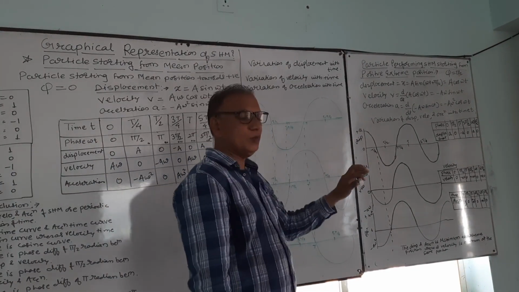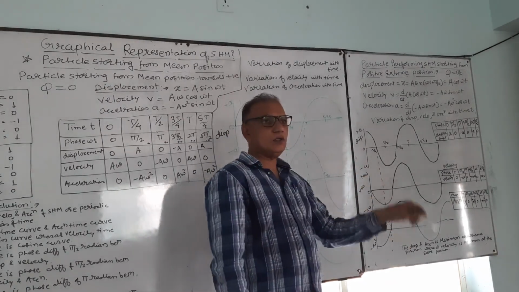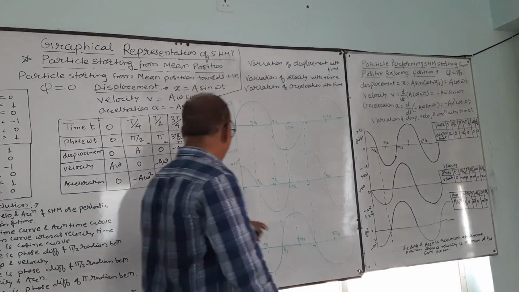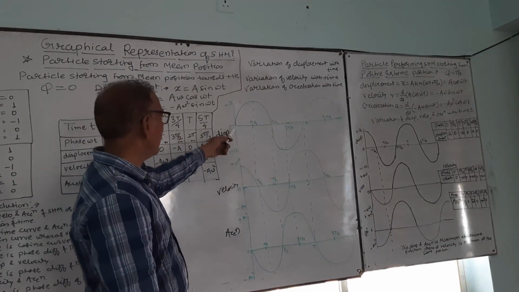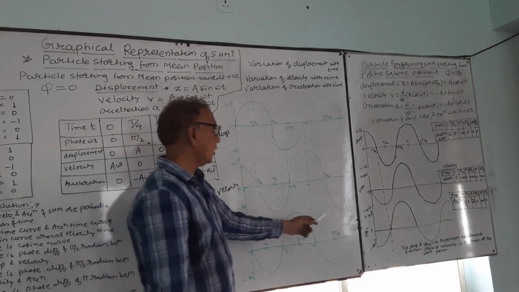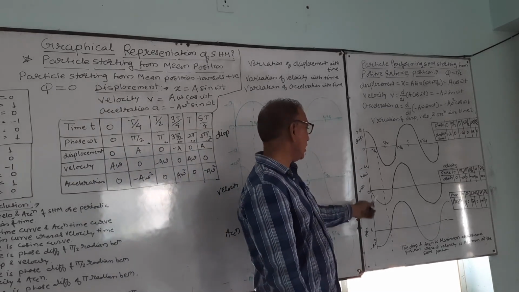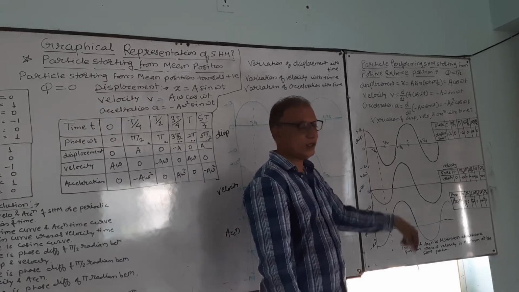Which one is the mean position? Which one is the extreme position? Which one is the sine curve? Which one is the cosine curve? Starting from the mean position, displacement and acceleration are sine curves and velocity is a cosine curve. Starting from the extreme position, displacement and acceleration are cosine curves, whereas velocity is a sine curve.